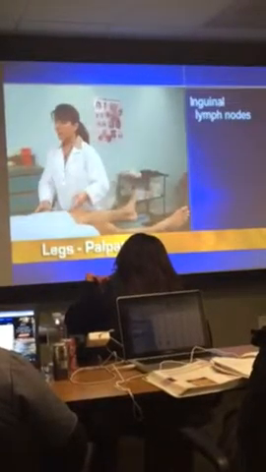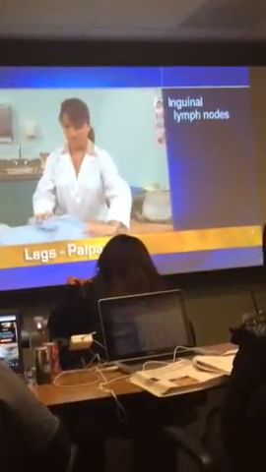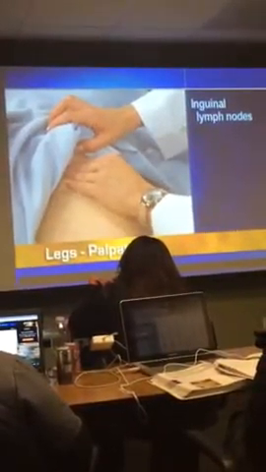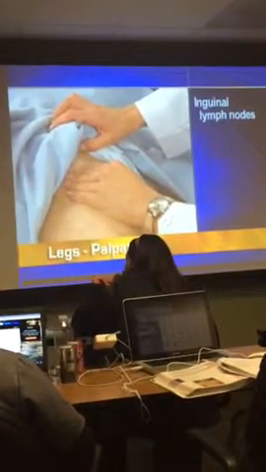Okay, Mr. Malik, I'm just going to feel the lymph nodes in your groin now. Okay. If palpable, the nodes should be 1 centimeter or less, movable and non-tender.